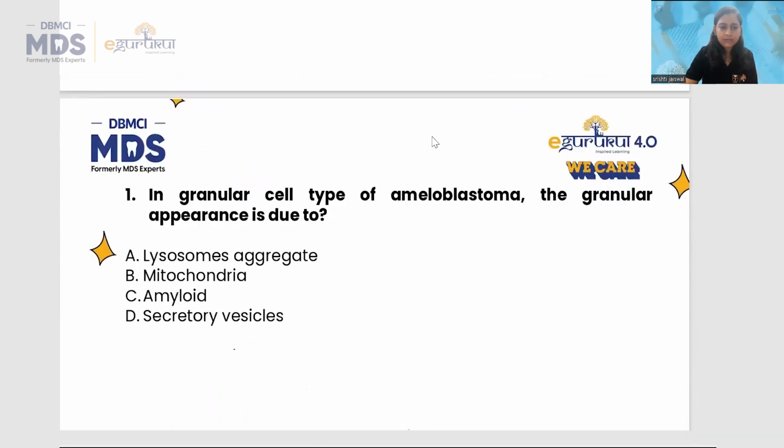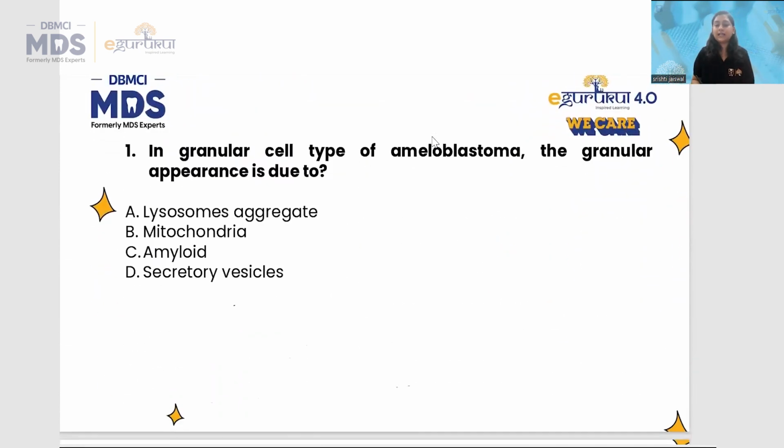Let's look at the first question, that is the granular cell type of ameloblastoma. The granular appearance is due to, okay, so the options here are lysosomal aggregates, mitochondria, amyloid, secretory vesicles. Now this is a very direct question. Here the answer is lysosomal aggregates. Now just have a look at the other options.